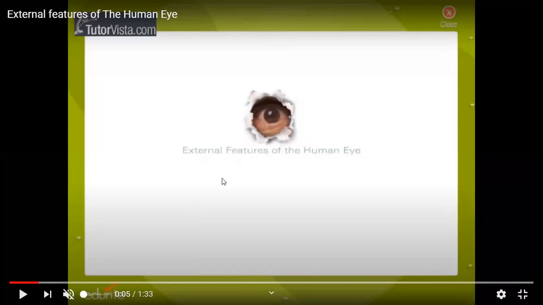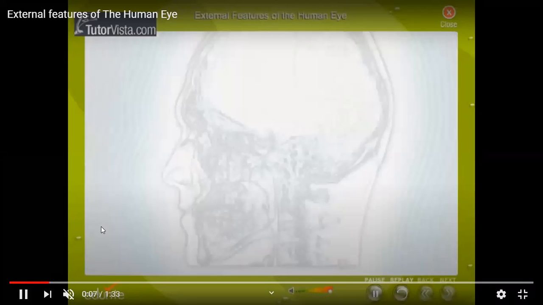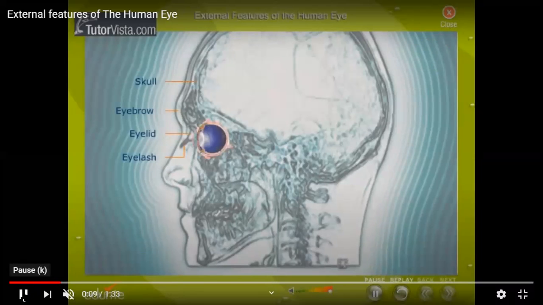So now we will follow this video where we will see where this eye is located, in which part of your skull the eye is located. Okay. So if you see this, you can see the skull here, and in this skull there is a hole which we call an orbit, the eye orbit, where mainly the eyeball is fixed.